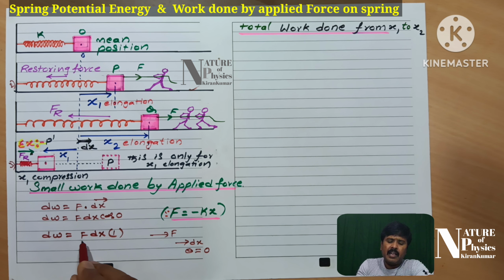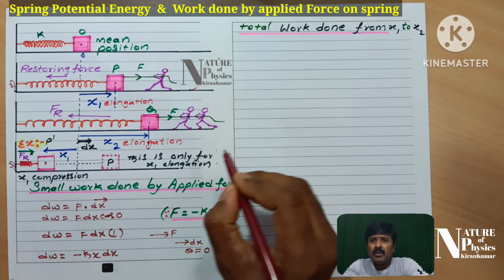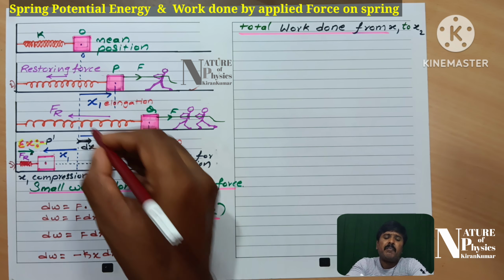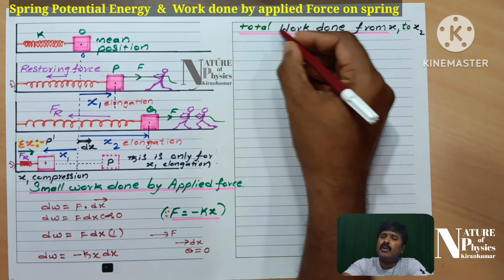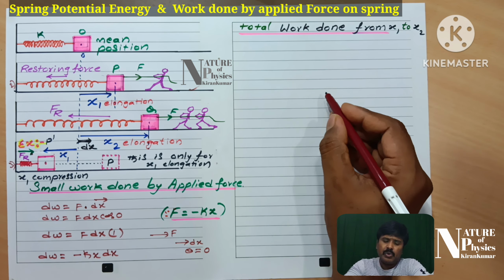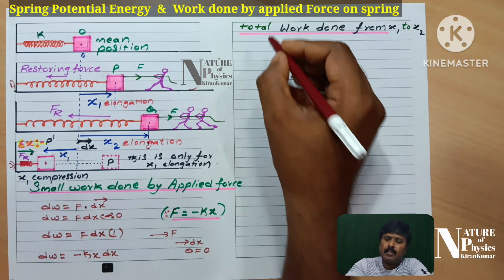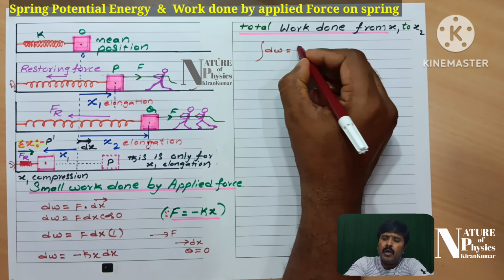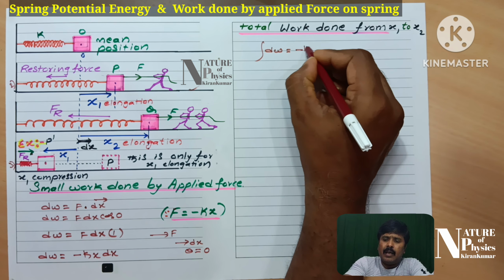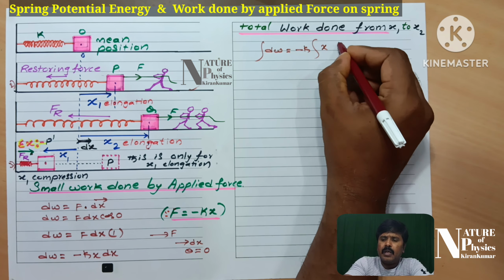Now I want to replace the F value. F is equal to minus kx, so dW is equal to minus kx into dx. This is the small work done, but we have to find the total work done. The total work done is to be found from x1 elongation to x2 elongation, so the total work done from x1 to x2 is clearly written. That's why we take integration on both sides: integral dW is equal to integral of minus k into x into dx.